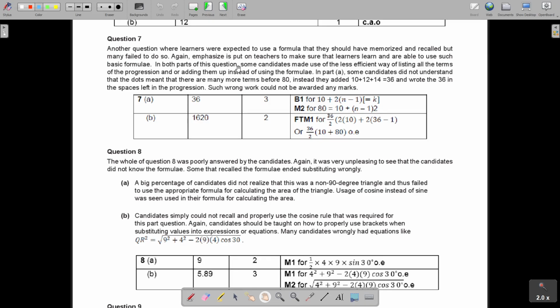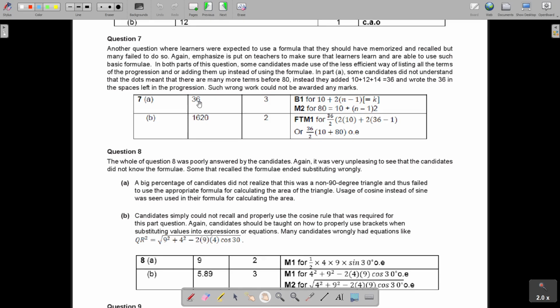In both parts of this question, some candidates made use of the less efficient way of listing all the terms of the progression, or adding them up instead of using the formula. In part a, some candidates did not understand that the dots mean that there are many more terms, going on before 80. Instead, they added only that and wrote 36 in the space left in the progression. Such wrong work could not be awarded any marks.